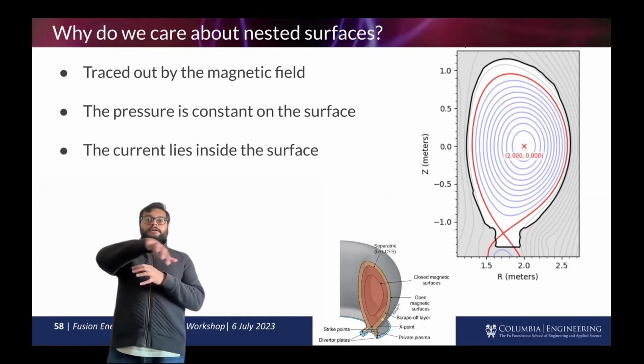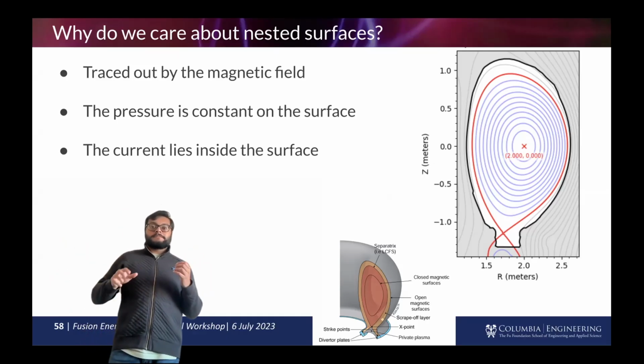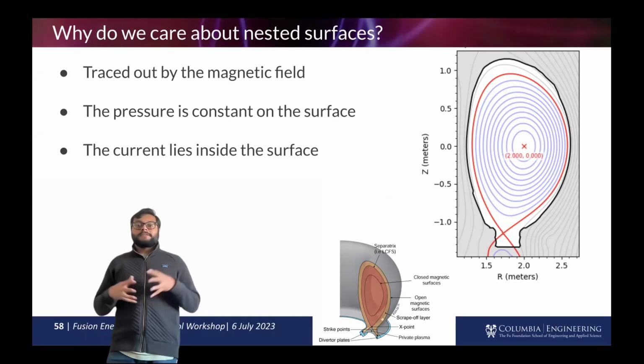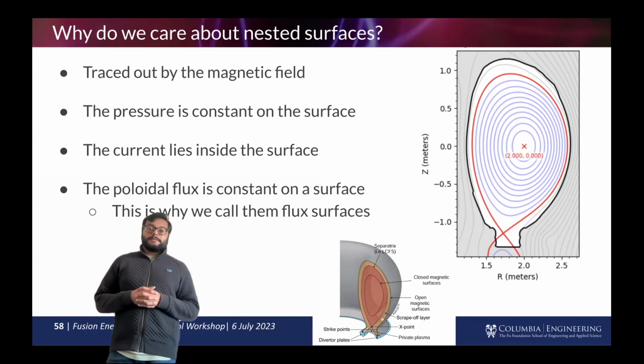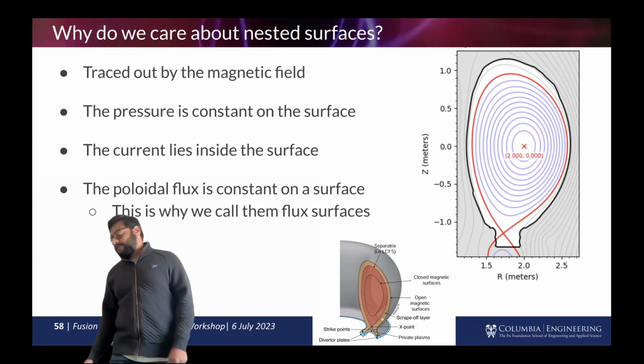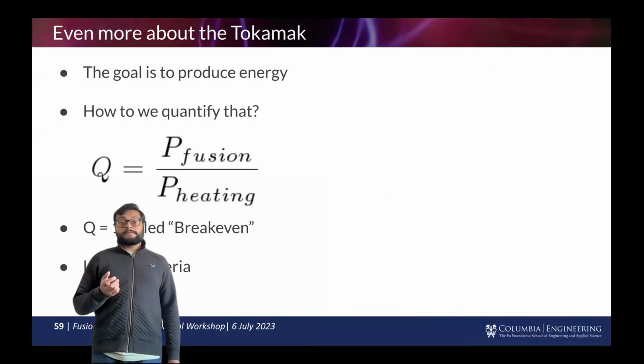And then you have current that you can essentially treat as a surface current on each flux surface for simulations and such. And so the poloidal flux is constant on each of these flux surfaces, and that's why I call it flux. So the ultimate goal is to produce energy.